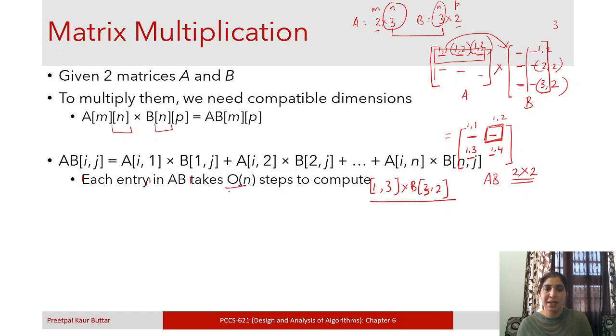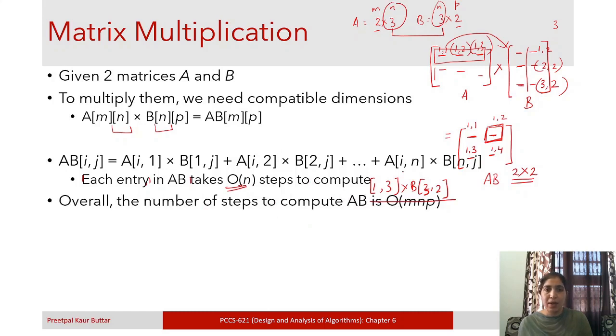Okay, so we can say that each entry takes order of n steps to compute, right? And this is about one entry. How many total entries are there in your matrix? In the resultant matrix, there are m rows and p columns. So overall the total number of steps will be m cross p cross n, right? M is the number of rows in the resultant matrix, p is the number of columns in the resultant matrix, and n is the number of steps required to compute one entry, one cell, right?